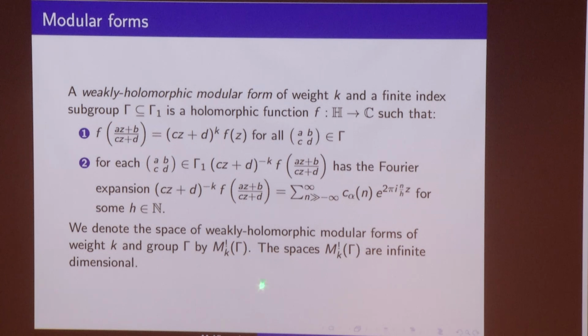And now the spaces of weakly holomorphic modular forms are infinite dimensional, but if we fix the possible order of poles, they still would be finite dimensional. And so it also makes them into nice spaces which we can very conveniently work with.